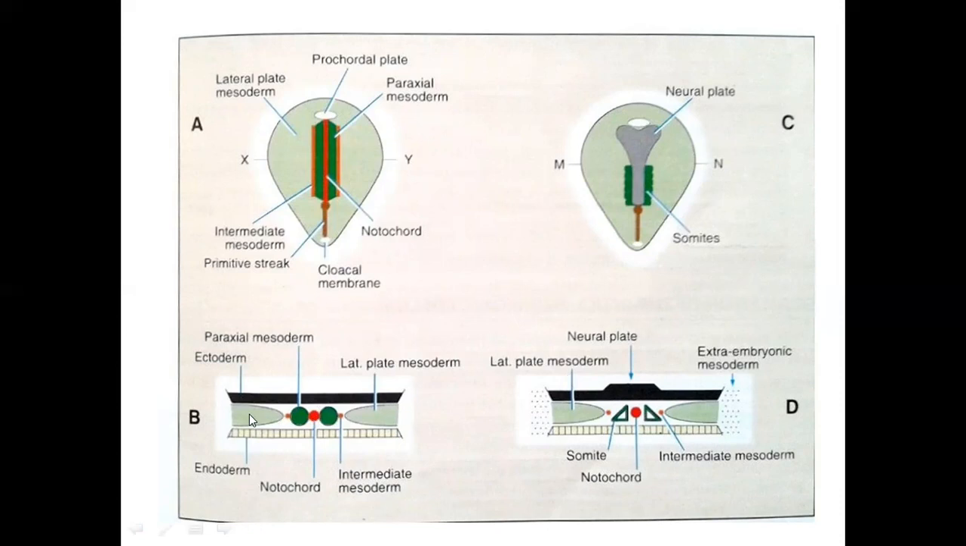The rest of the structures we'll see later on regarding intraembryonic mesoderm. Just concentrate here: the notochord is formed. Then see the change in the ectoderm overlying the notochord. It becomes thick, it becomes modified, and this is called the neural plate. So it takes origin from the ectoderm just overlying the notochord.